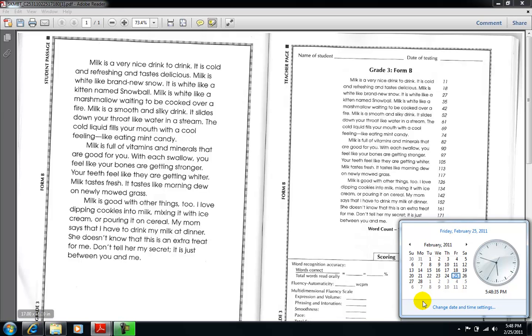So what I would do is I'd encourage you to read through and try to mark down errors, and then count up how many words I read and then how many words I read correctly. And we'll go through that together here in just a second. I'm going to go ahead and let it get to 5:49 and I will read for 60 seconds.